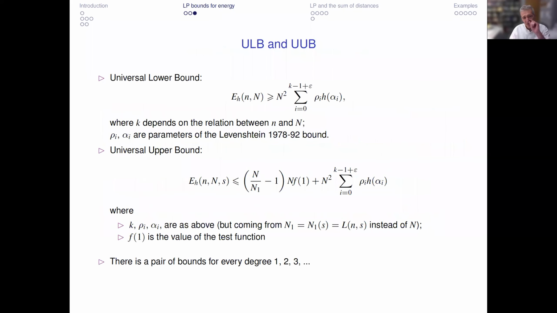So this is the setting, and then universal lower and upper bounds on energies were derived in the cited papers in the following form. This form will not tell you much because it involves parameters from the Levenstein bounds, summarized in his work of 1992, for instance. But in any event, it is possible to write lower and upper LP bounds on energies. So that was the main accomplishment of the previous works on this problem for general potentials, not necessarily the sum of distances. And as we see, there is a pair of bounds, lower and upper, for every degree of the test function, starting with linear test functions, quadratic, cubic, and so on. It looks good on the surface, but these bounds are difficult to compute. So this is still not the final word on this problem, but at least we have general expressions that we can try to work with.